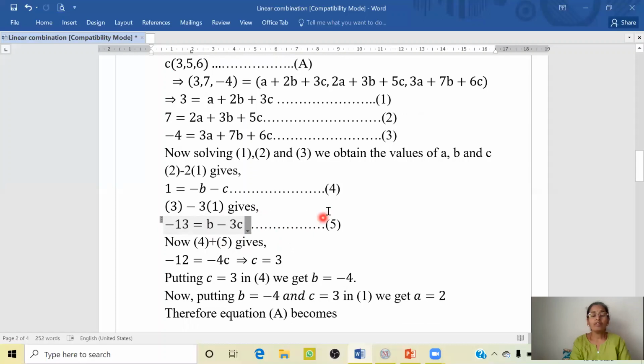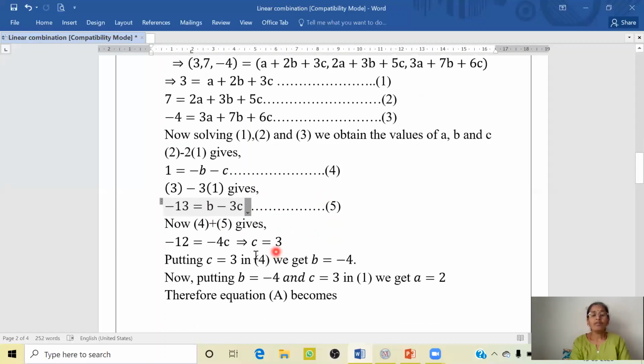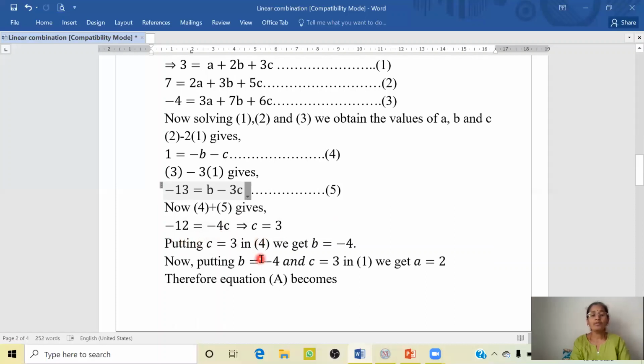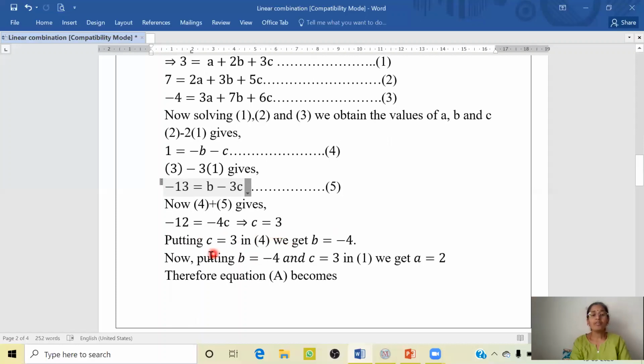Now let us solve equations 5 and 4 to obtain the values of B and C. If we add these two, B gets eliminated and we get minus 4C is equal to minus 12. So C is equal to 3. Let us put this value of C is equal to 3 in expression 4. We get B is equal to minus 4. Now putting these values of B and C in equation 1, we get A is equal to 2.